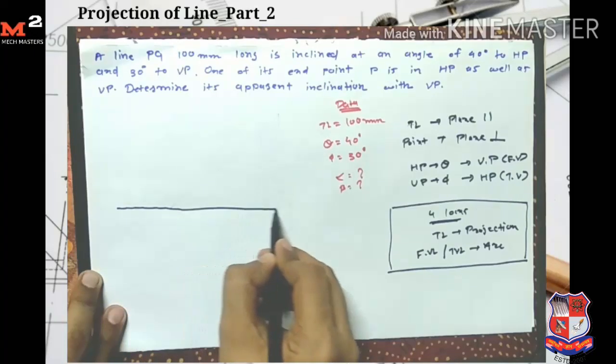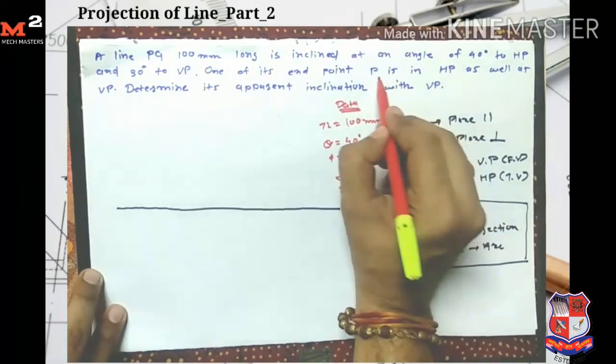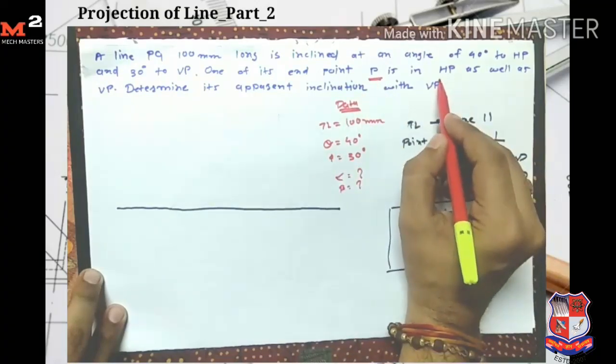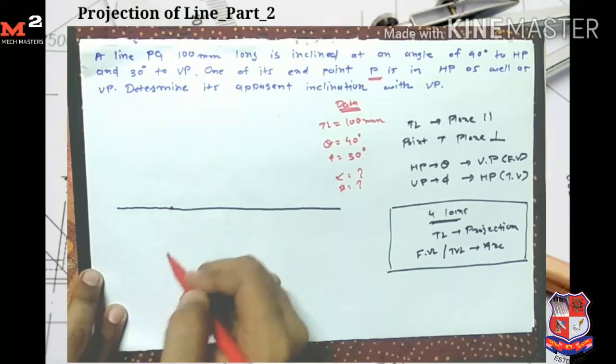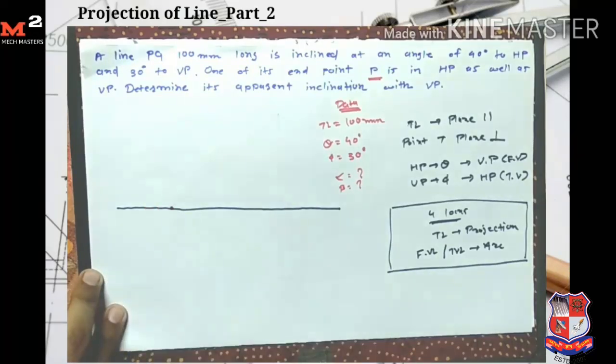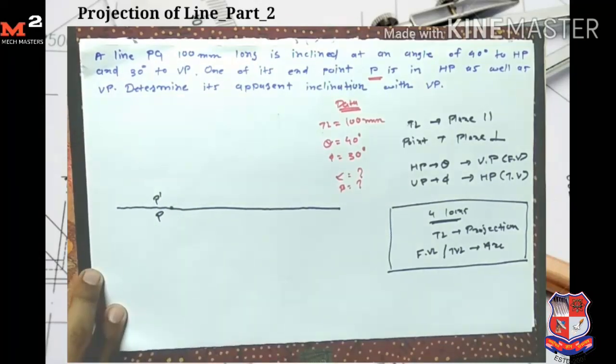Okay, now the condition for the point P is that the point is in HP as well as VP. So I mark the point here and give the name P dash and P, because it's in HP as well as VP, so the front view and top view are at the same point on the first line.